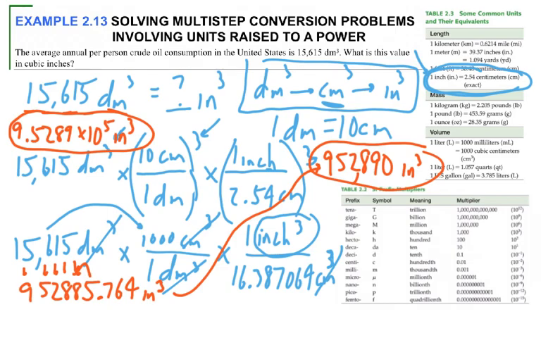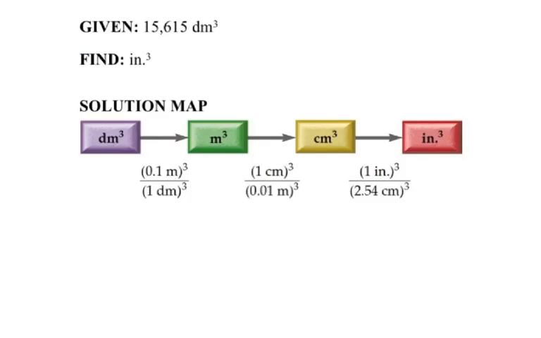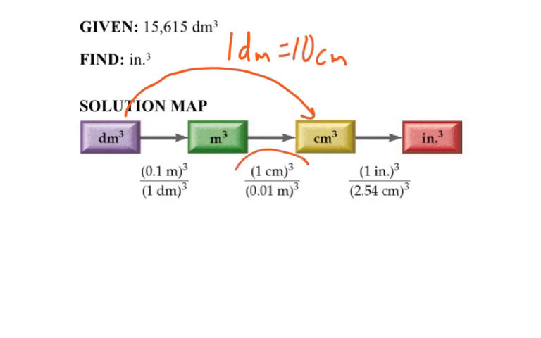Now let me go ahead and show you this example. Here is what they did. So they did this one a little bit more complicated. What I did was I showed you how to go directly from here to here. What they did is they converted decimeters cubed to meters cubed, and then from meters cubed to centimeters cubed. You could do that. That's fine. The reason I was able to skip is because I know that in a decimeter, there are 10 of these centimeters. And then, of course, we had to cube everything.